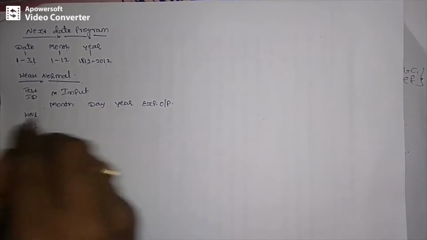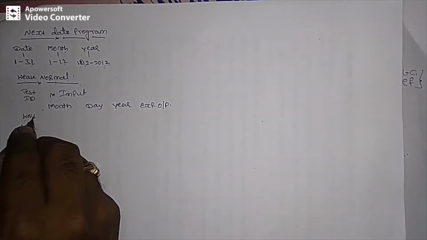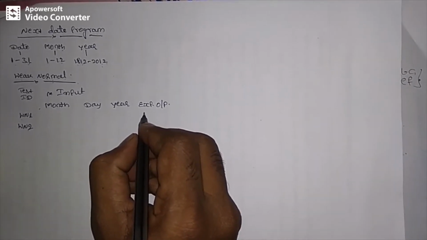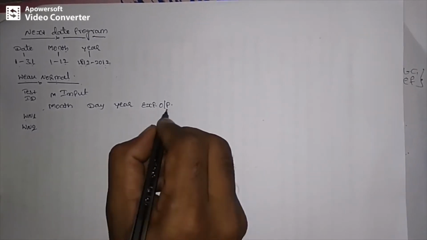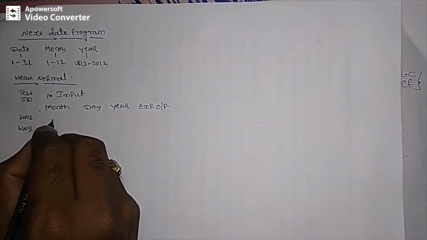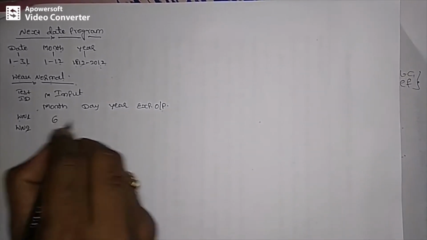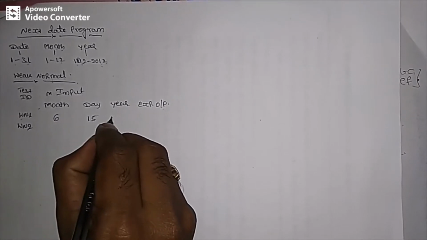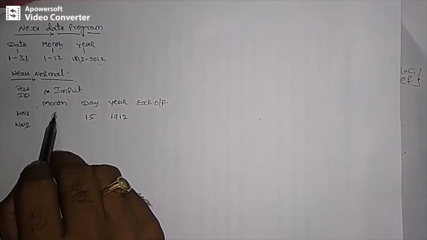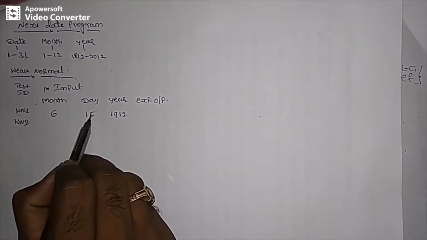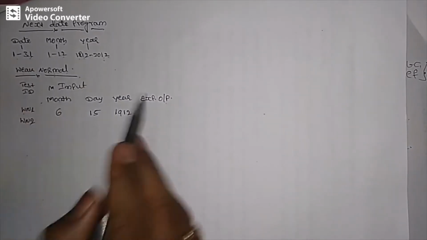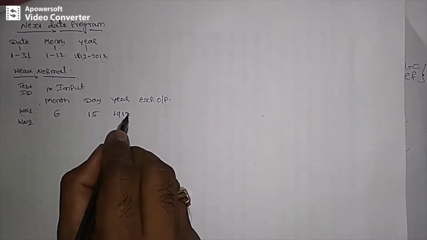So the first test case is WN1. If I specify a valid input for a program, what will be my expected output result? The expected output result will be the next date. For example, my input might be 6, 15, 1912. You can see this is a valid month, this is a valid day, and this is a valid year. These values are within the range. Therefore, this test case is a valid input variable.